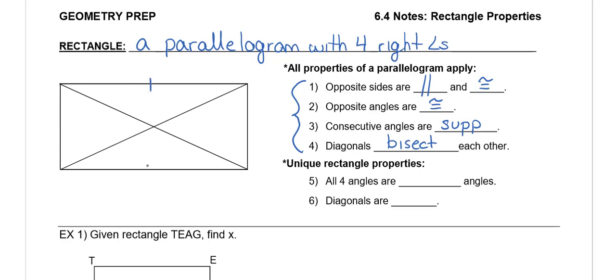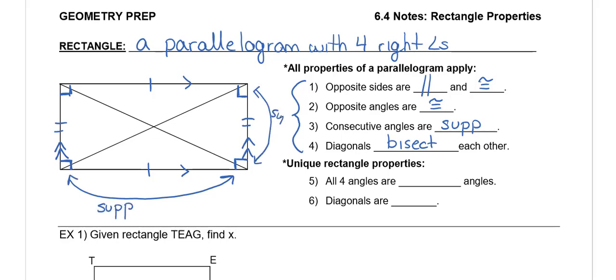So we can mark up our picture with congruent and parallel symbols because I know those opposite sides are congruent and parallel per property number 1. Opposite angles are congruent. Well, that makes sense because we know all of the angles are right angles. So if one of them's a right angle, the other one's a right angle. And consecutive angles are also supplementary, so these still do add up to 180 degrees, right? All 4 all around the sides are supplementary. 90 plus 90 is 180. And the diagonals bisect each other.